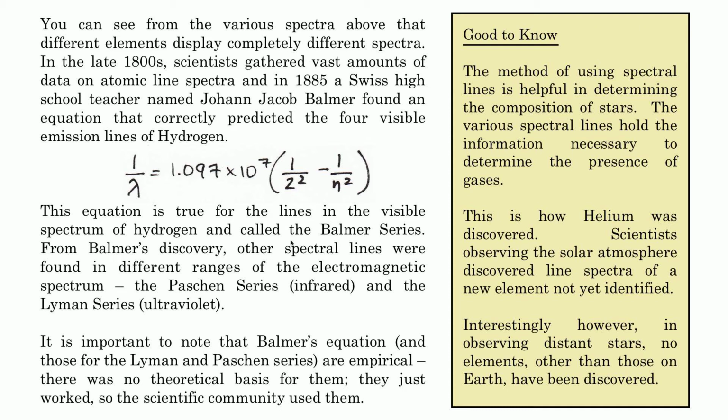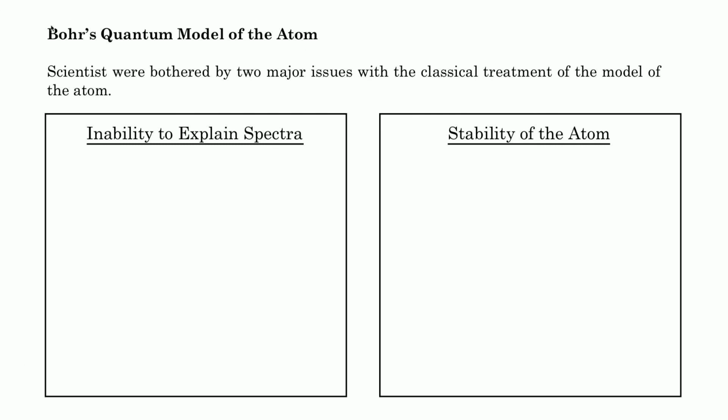And so a couple other people did that too, right? The Paschen series, which was in the infrared section of the spectrum, the Lyman series, which extended into the ultraviolet range. Basically, because of Balmer's discovery, other spectral lines were found in different ranges of the electromagnetic spectrum. And so it's important to note that all of this work is empirical, which is there was no theoretical basis. So the scientific community just used them, not really knowing why. And one of those things was that scientists were bothered by the classical treatment of the atom.